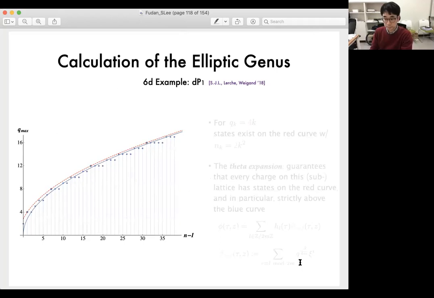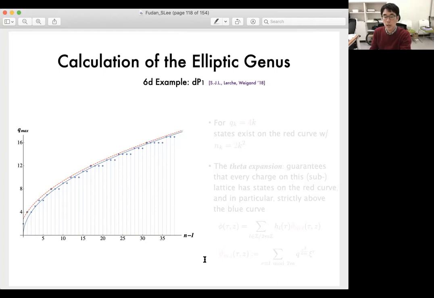Let me first clarify what the two axes represent. The horizontal axis is for the mode number n, and the vertical axis is for the maximal U1 charge Q max that appears in the corresponding subsector of the spectrum. For instance, at mode numbers n equals 1 and 2, the blue dots are located at Q max equals 2 and 4 here. These two values we have explicitly checked together in the previous slide. And similarly, the Q max values for higher n's are very easily extracted from the expansion of the closed form heterotic elliptic genus formula. And this plot summarizes the result up to n equals 40 or so.